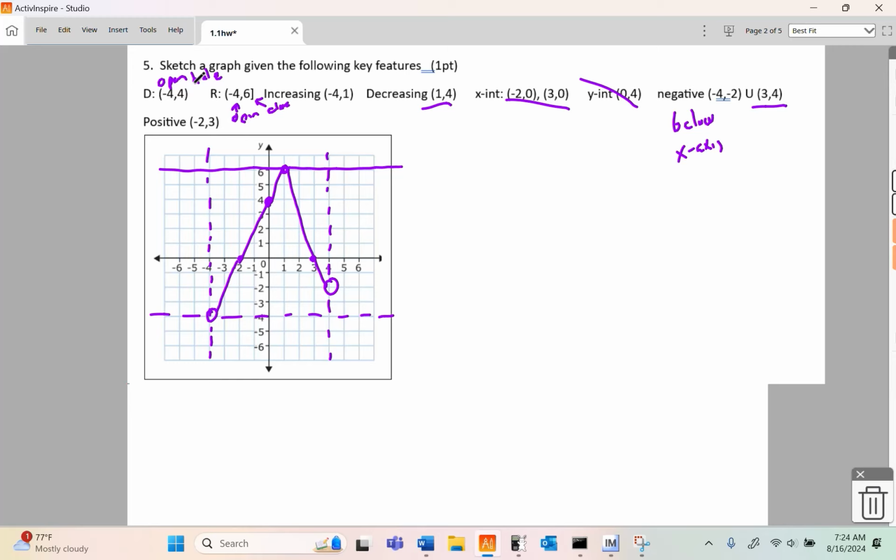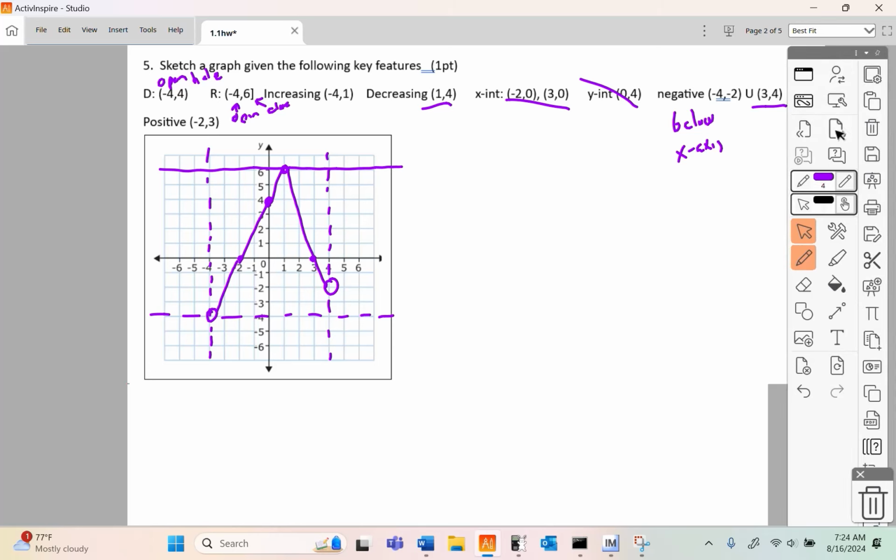It also says I'm positive at -2, 3. I'm positive from -2 to +3. That makes sense because it was above the x-axis, not including at -2 or 3. So yeah, there's the graph. There's other ones that would do. Maybe I could have put some curvature on it.